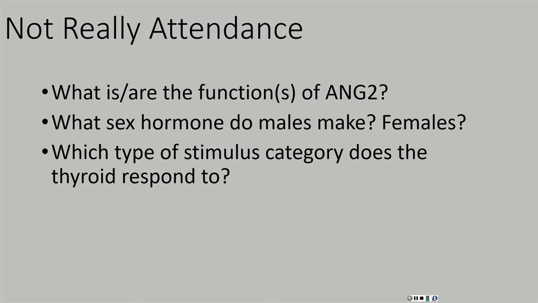The function or functions of Ang2. Remember, Ang2 is the most potent vasoconstrictor in the body. So it causes vasoconstriction, which causes an increase in peripheral resistance, raising blood pressure. But it also stimulates the release of aldosterone from the adrenal cortex. And aldosterone then goes on to have its effects on blood pressure also.